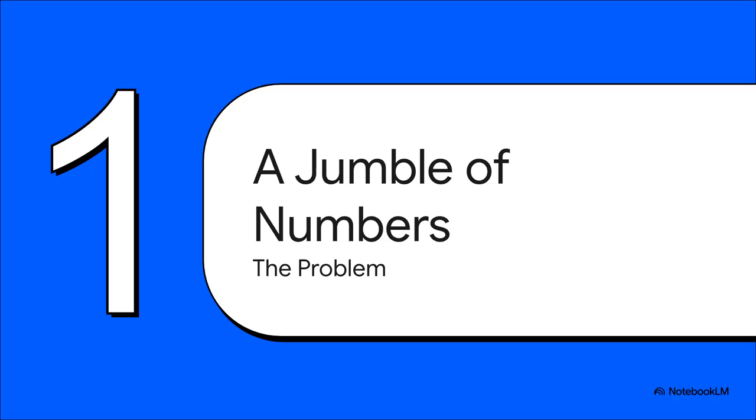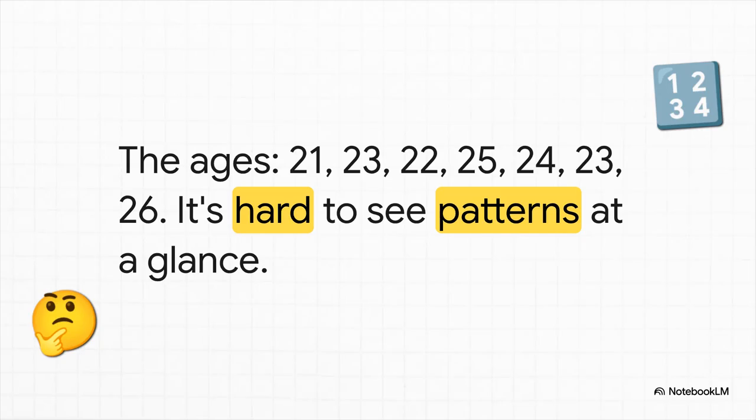Okay, so let's start with the problem itself. We've got raw, unordered data. When it's like this, it's pretty much impossible to see any patterns, to find any meaning, and honestly, it's just a mess. So take a look at this list. Our source material says these are the ages of some folks at a church picnic. Now, at a quick glance, can you tell me the youngest age or what the most common age is? It's kind of tough, right? You have to scan back and forth. The numbers just aren't telling us a story yet.